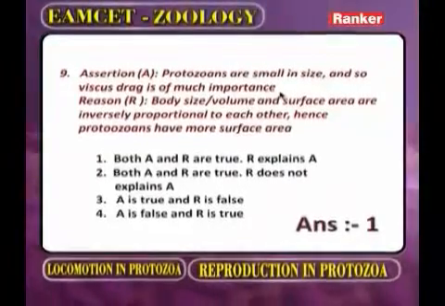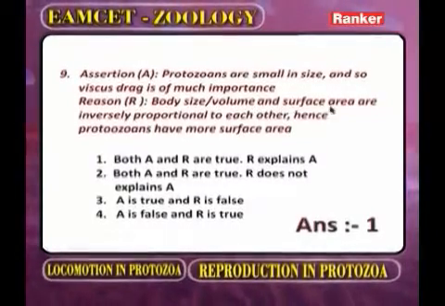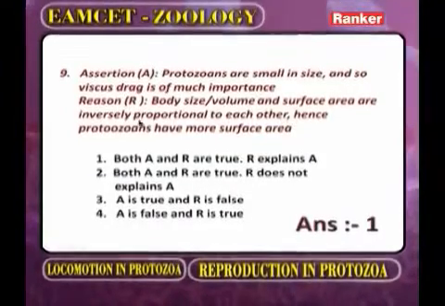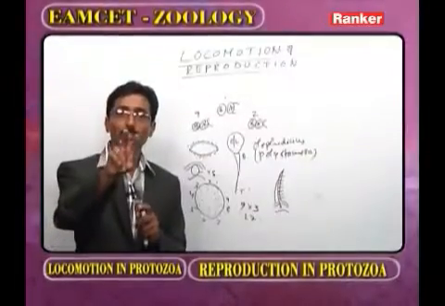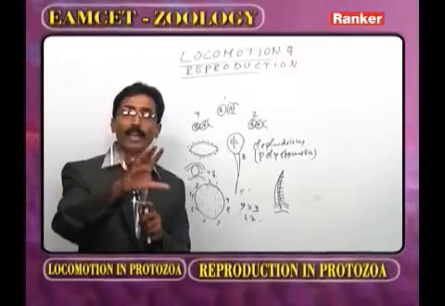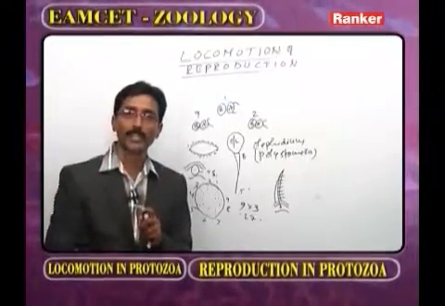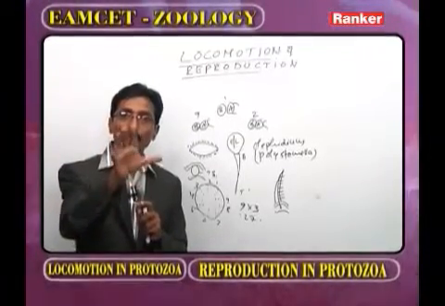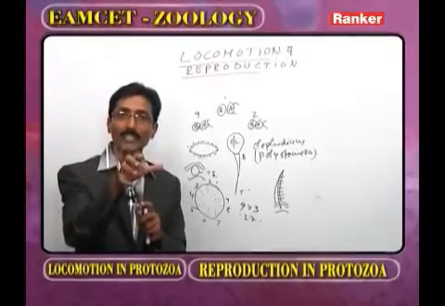Now, what is the second option? Body size or volume and surface area are inversely proportional to each other. Hence, protozoans have more surface area. As we observe the protozoans, two types of drags are present. One we call the viscous drag, and the second one we call the pressure drag. But in the protozoans, the body is not streamlined because the body is small in size. Though the body is small in size, what type of drag is more important? The viscous drag.